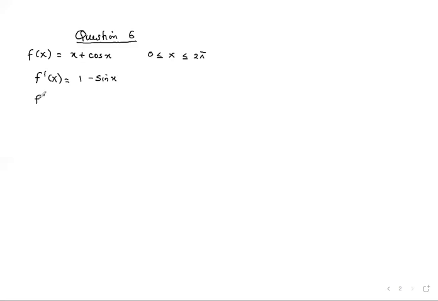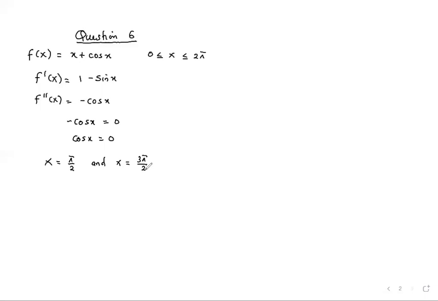And the second derivative, we have negative cos x. And then we equate it to 0. So we have cos x is equal to 0. In that interval, cos is 0 when x is pi over 2, which is 90. And when x is 3 pi over 2, which is 270. So these will give us inflection points.